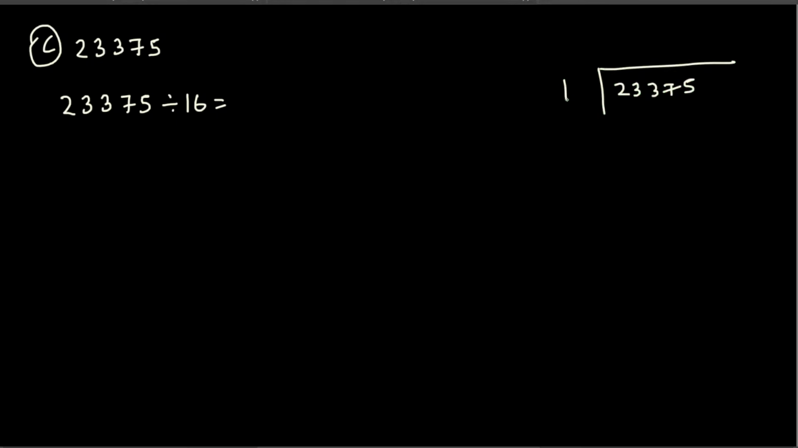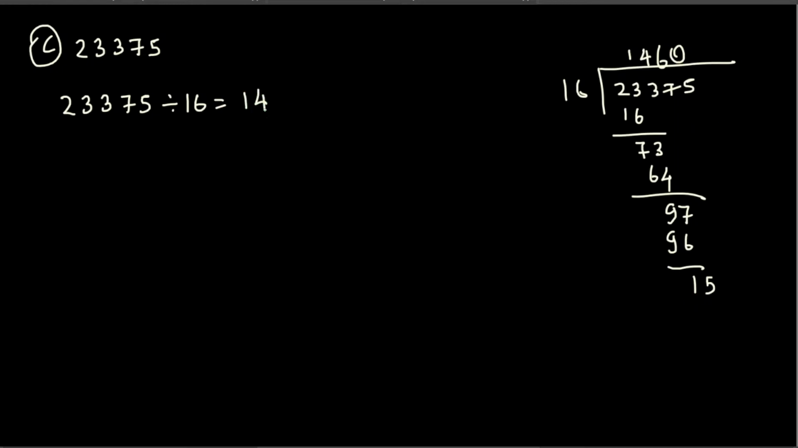23,375. 16 in 23 we have 1, 16, and then 7 left. If I bring 3 down, in 73 we have 4 of them, that is 64, and 9 left. So in 97 we have 6 of them, 96, and 1 left. In 15 we don't have anything, so I put a 0 right here, and that is it. So 1460 remainder of 15, and then 1460 divided by 16.